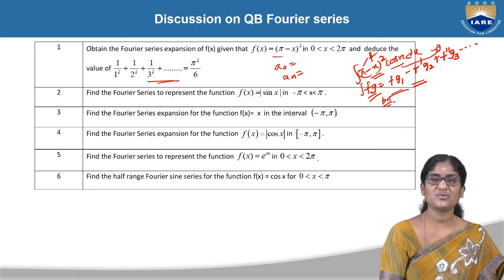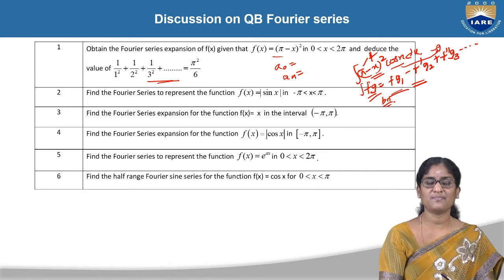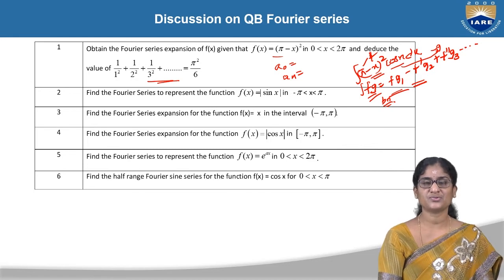So then we are going to get the deduction. For deduction, we need to assume the values of x. x has to be assumed either pi by 2 or pi by 3. Based on the type of the deduction that is asked, we can choose the values either pi by 2 or 0, and so on. So going to the next question.